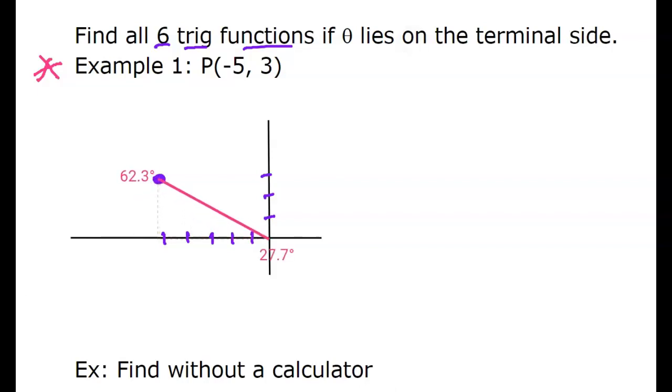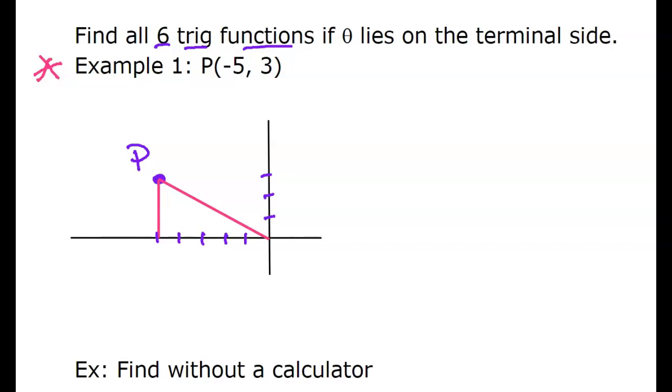I really don't need to create a vector here. You can, but we're just trying to find the six trig ratios. And then my line down to my x-axis. Oh, I drew those lines really off. Creating my reference triangle. I think I put them too close together here. 1, 2, 3, 4. All right, and this is point P.